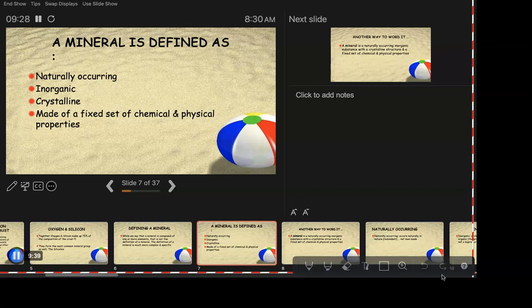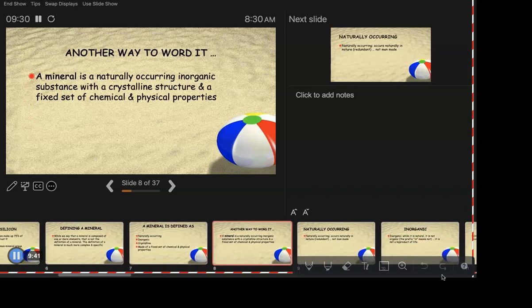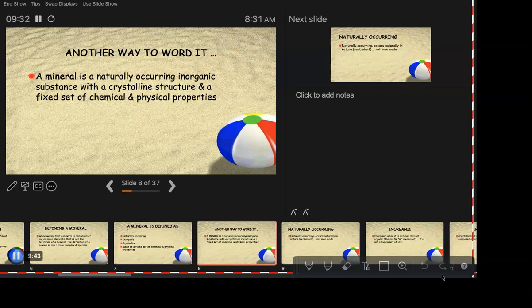It also blends rather nicely as a definition, in sentence form, I should say. Naturally occurring inorganic substance with a crystalline structure and a fixed set of chemical and physical properties. Whichever works best for you, that's the one I suggest that you remember.